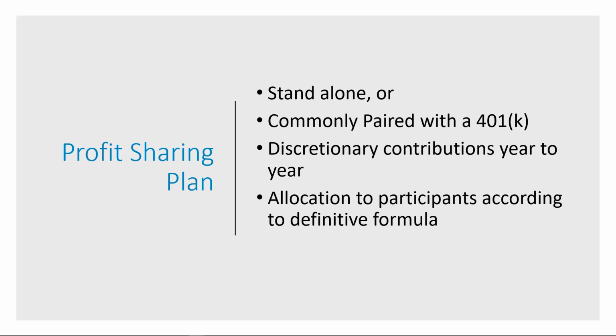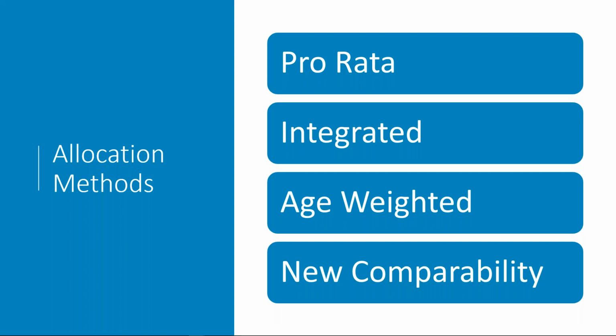And here's where the really creative part comes into play. These are the 4 allocation methods that we're going to talk about today. The first couple are pretty simple, so we're really going to stay on this slide here and talk about them. Number 1 is the pro rata method. Essentially, it's proportional to the amount of salary that they make.